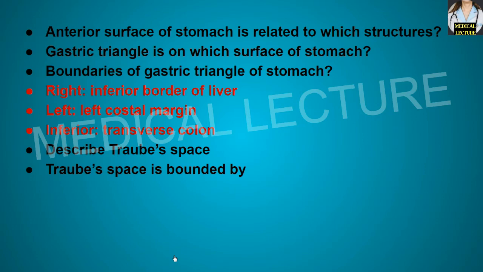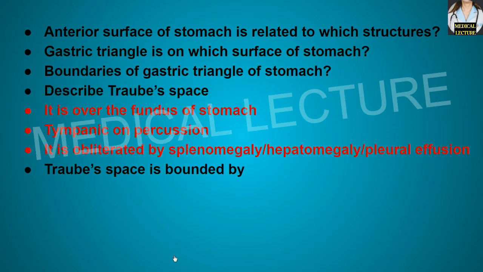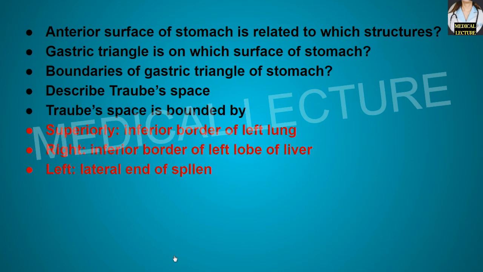Now describe the Traube space. The Traube space is over the fundus of the stomach and it is tympanic on percussion. It is obliterated by splenomegaly or hepatomegaly or pleural effusion. Traube space is bounded superiorly by the inferior border of the left lung, on the right by the inferior border of the left lobe of liver and to the left by the lateral end of the spleen.